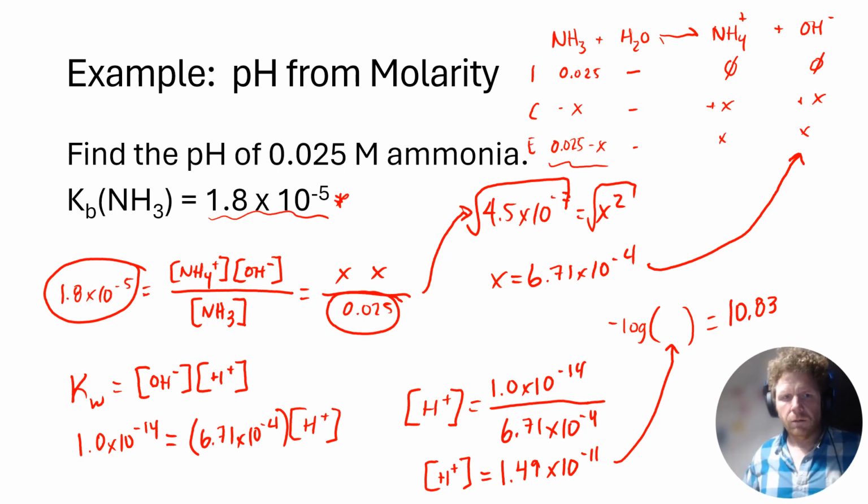How did I do that? I went through a couple of different steps. I started out with my expression and did the ice table. I solved for X, which is my hydroxide ion concentration. I related that to Kw, then related that to my hydrogen ion concentration, which ultimately gets me to my pH.